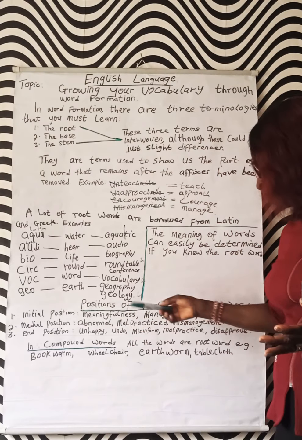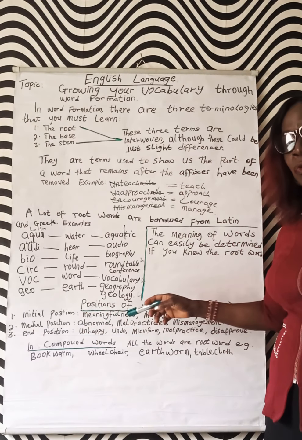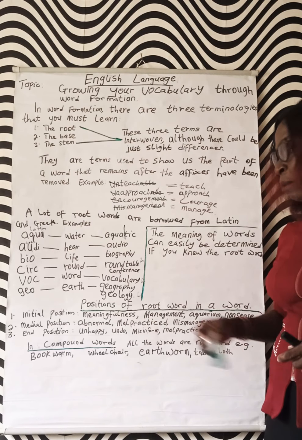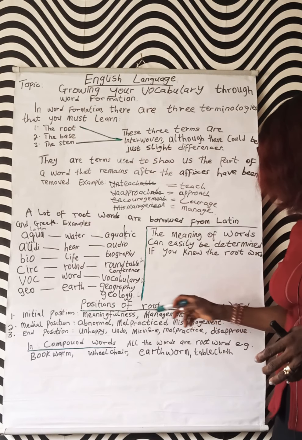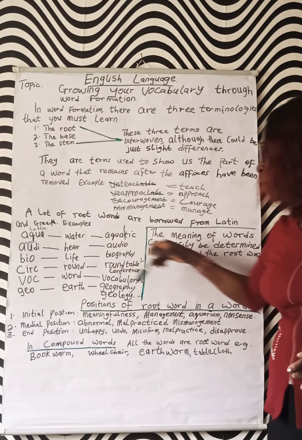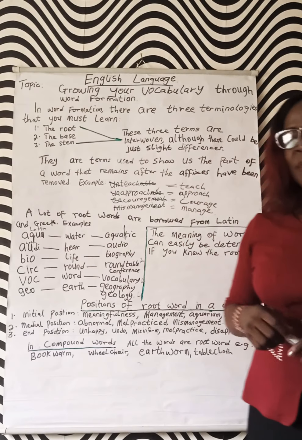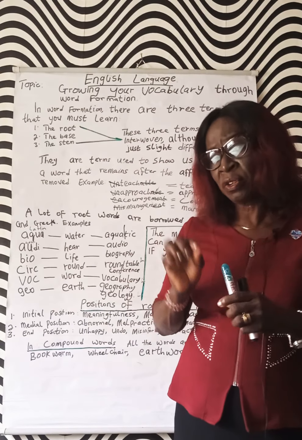Okay, so we have to now learn the positions of the root word in words. Position of root word in words. That's the position of root word in a word. Number one, we have the initial position. Root word can be found at the initial position of a word.